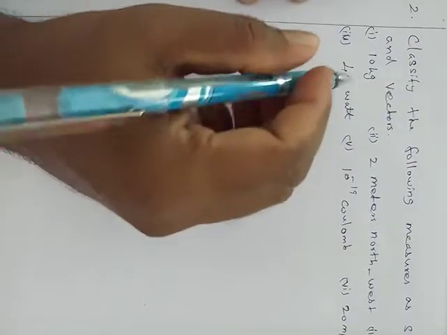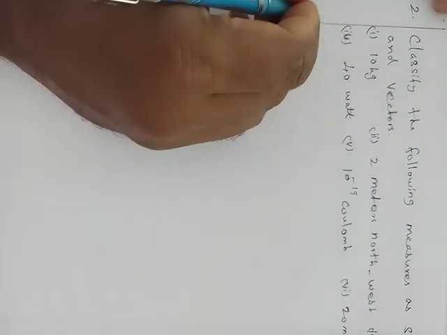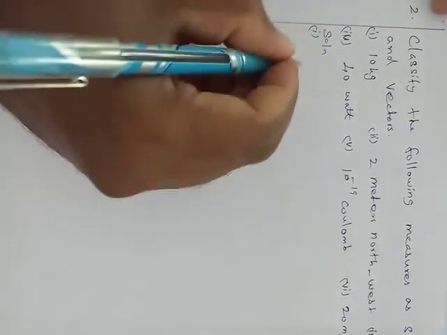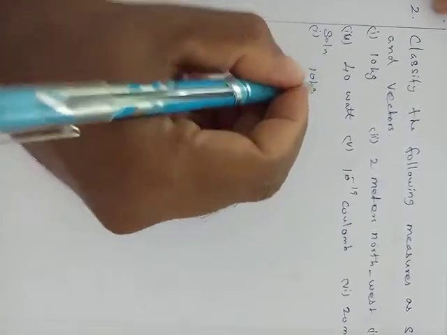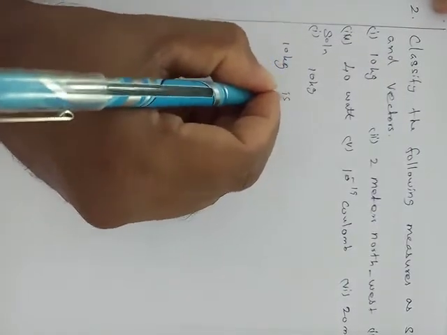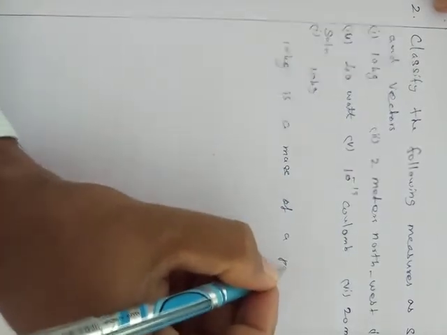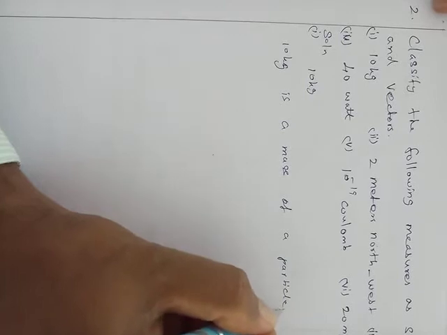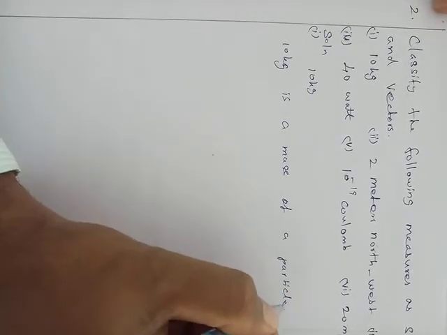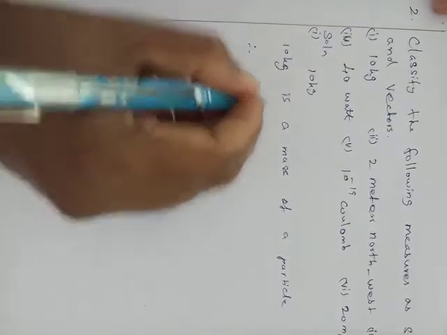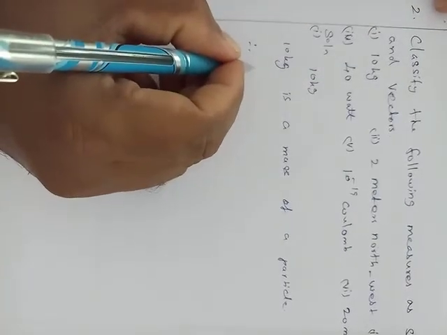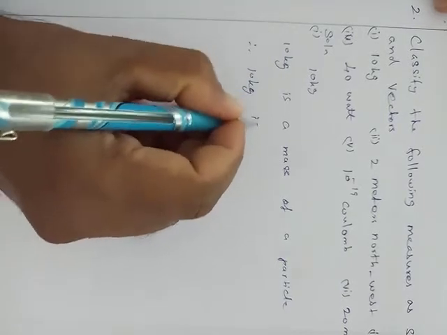Now the question number 2. Classify the following masses as scalars and vectors. First one, 10 kg. 10 kg is a mass of a particle. Therefore, it has only magnitude value. So, 10 kg is a scalar.